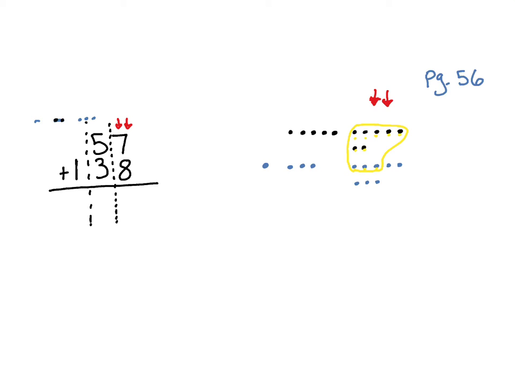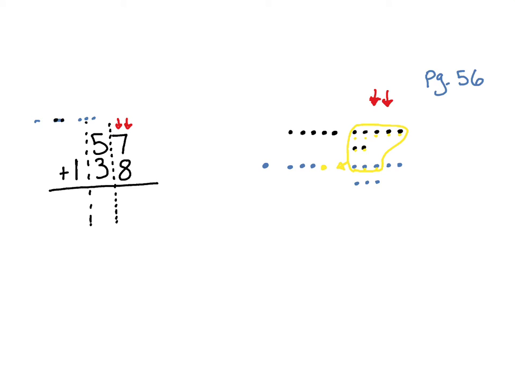Okay, what do we do with this 10? We bundled them. Where can we move them? We just move them over. So these are in the ones column, so I'm just going to move them over to the tens. Just trading them in for 10. Okay, so we bundled, we moved. Okay, now we can go back and finish counting.